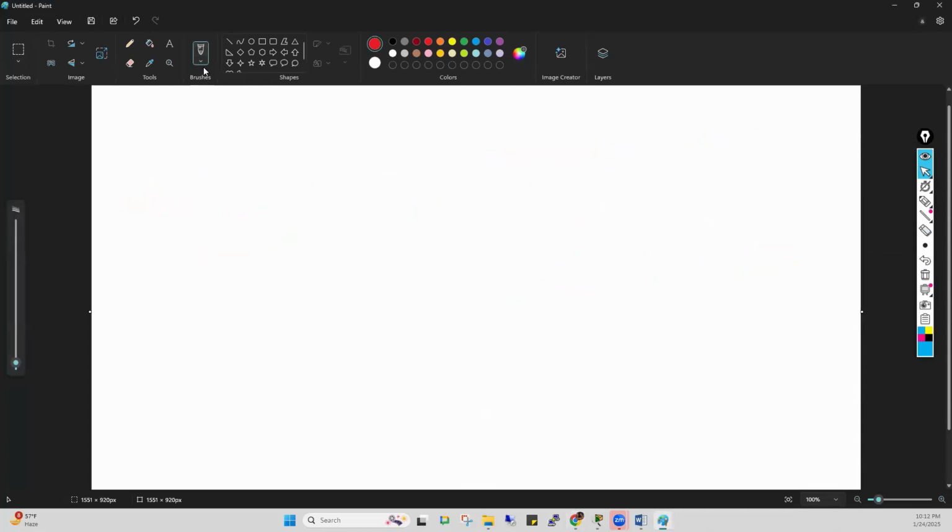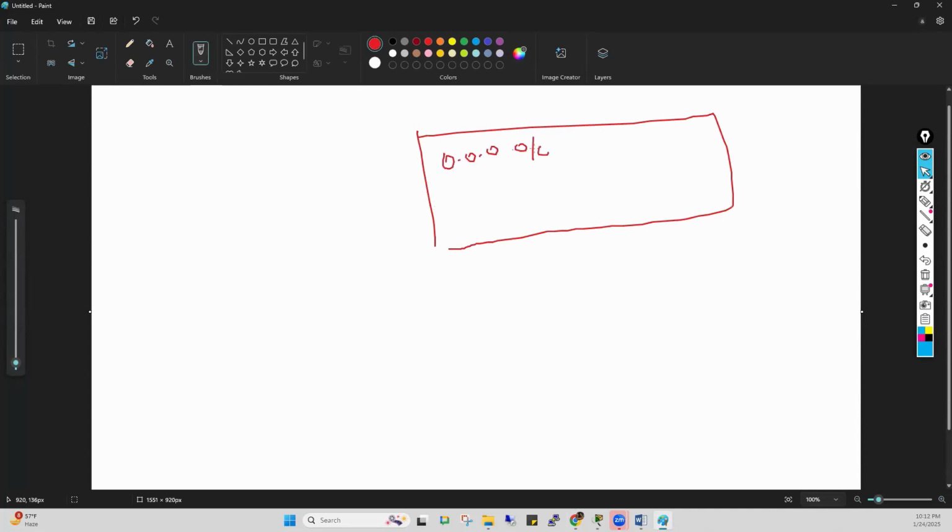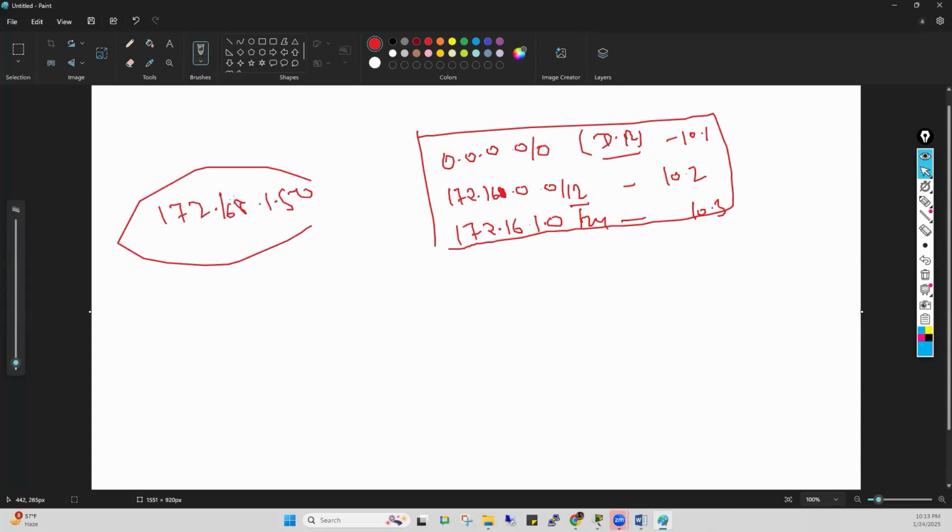Yes, some interviewers will try to confuse you. For example, I am writing one routing table. See very carefully. The routing table has 0.0.0.0/0, that is the default route, and the next hop is, for example, 10.1. I am writing one more, 172.16.0.0/12, with next hop 10.2. And the next one is 172.16.1.0/24, with next hop 10.3. So for example, if you are pinging 172.16.1.50, the packet will reach the router.